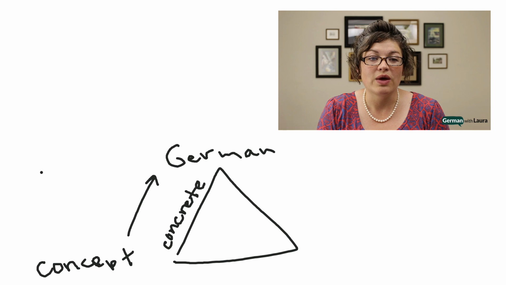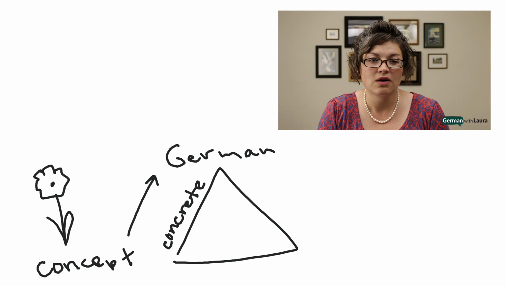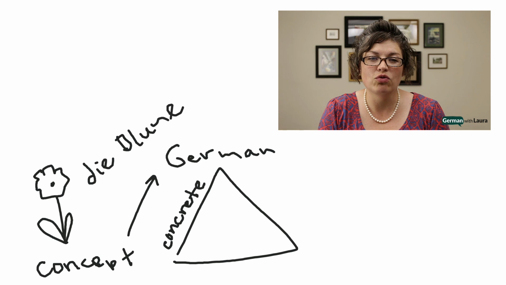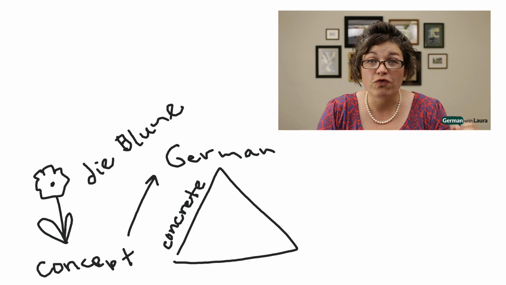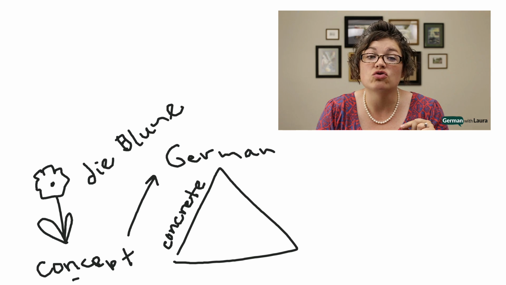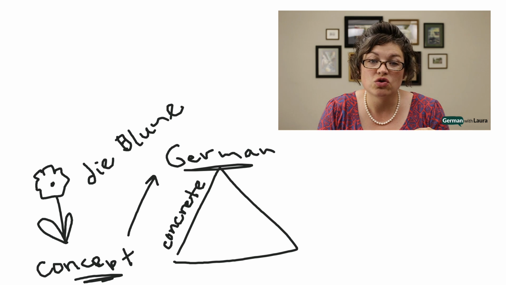For example, we can see a picture of something like this, and we can directly associate that with the German: Die Blume. Okay, that's what this is, Die Blume. That's how we build all concrete vocabulary. Foods, furniture, clothing, places, anything that you can see, hear, taste, touch, smell, you should be learning this way, right? By connecting directly from the concept to the German.